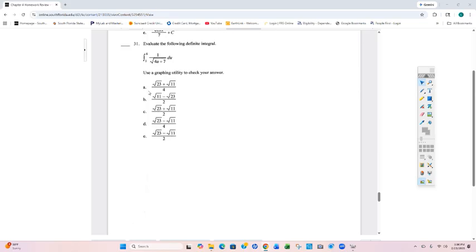All of these answers are fractions. A, in the numerator, square root of 23 plus square root of 11. In the denominator is 4. B, in the numerator, square root of 11 minus square root of 23. In the denominator is 2. C, in the numerator, square root of 23 plus square root of 11. In the denominator is 2. D, in the numerator, square root of 23 minus square root of 11. In the denominator is 4. E, in the numerator, square root of 23 minus square root of 11. In the denominator is 2. The correct answer is E.